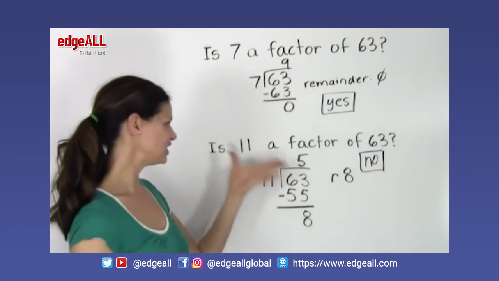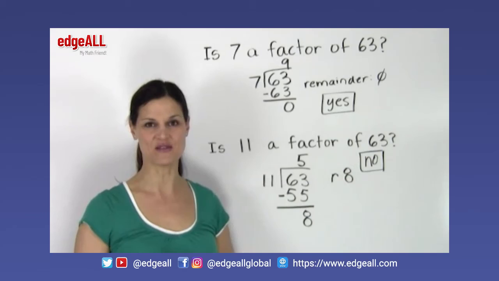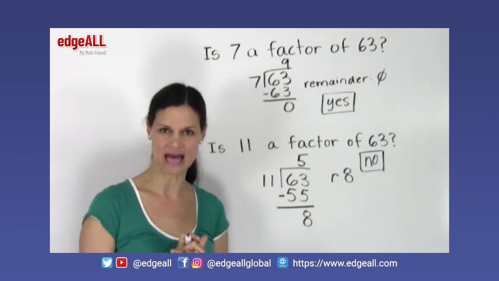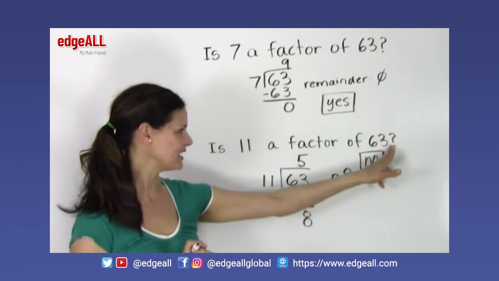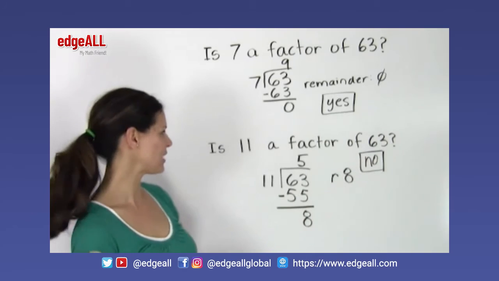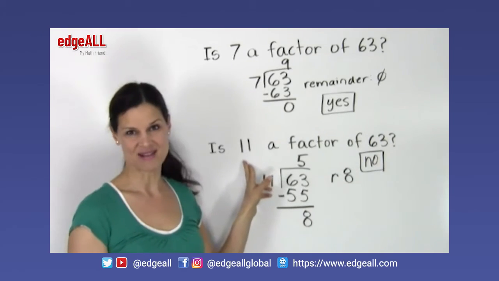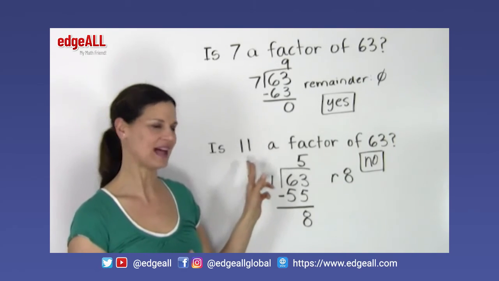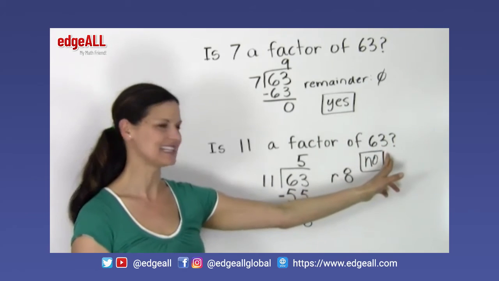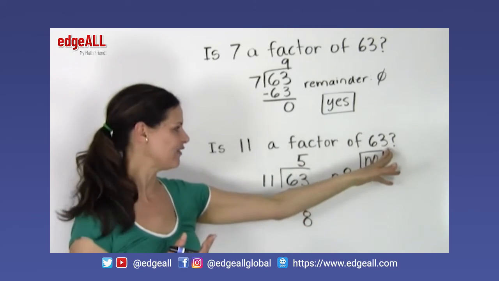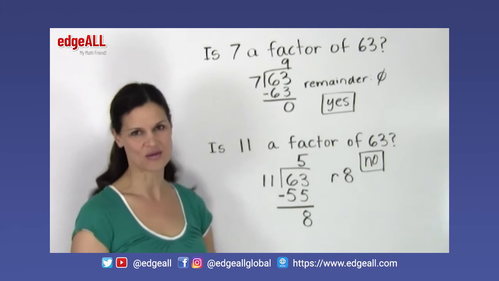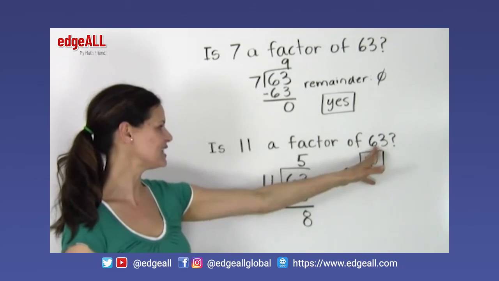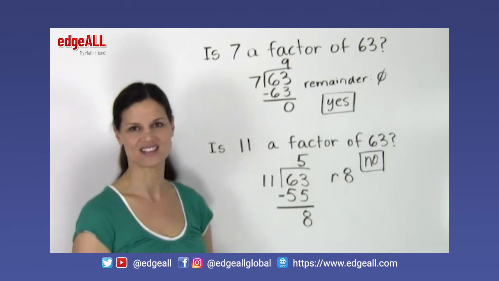Another way to look at this, or to test to see if you've done the problem correctly, is to stop and ask yourself, what whole numbers can I multiply by 11 to get close to or equal to 63? So I know that when I multiply 11 times 5, I get 55, and when I multiply 11 times 6, I get 66, which is too high for my number of 63. So no, there are no whole numbers that I can multiply by 11 to equal 63, so 11 is not a factor of 63.